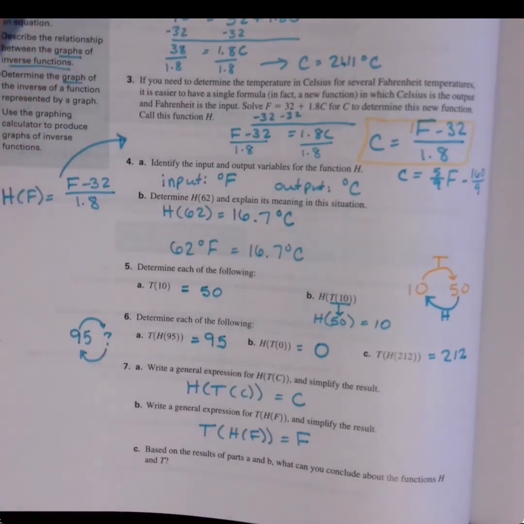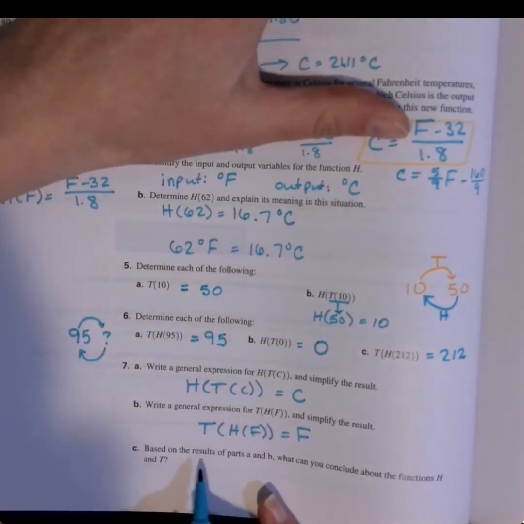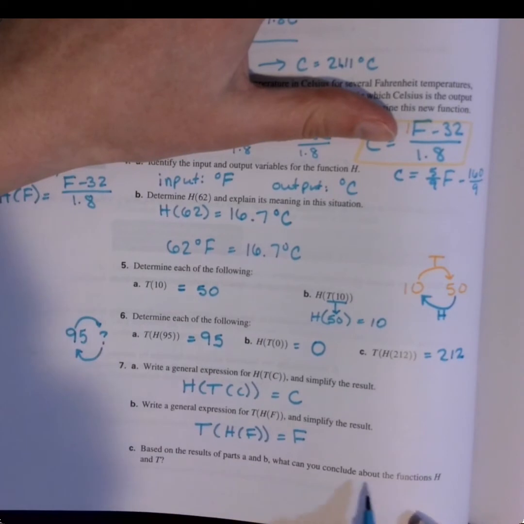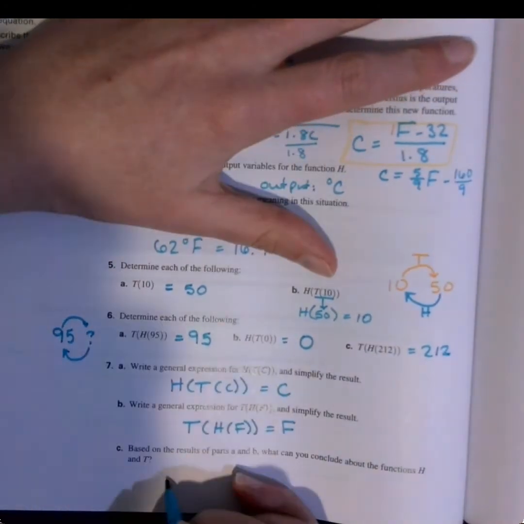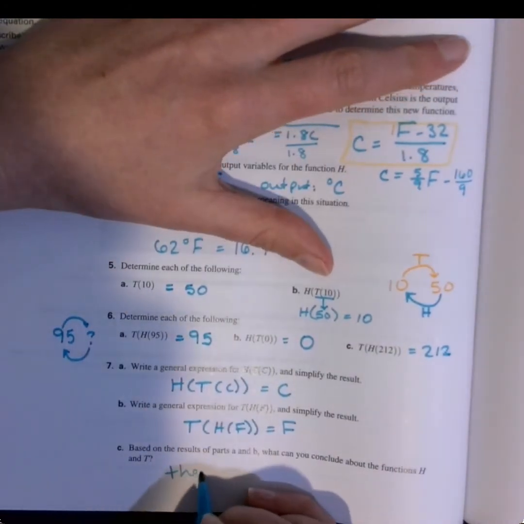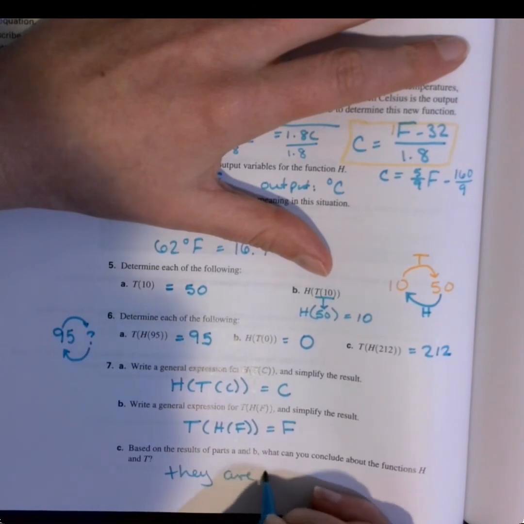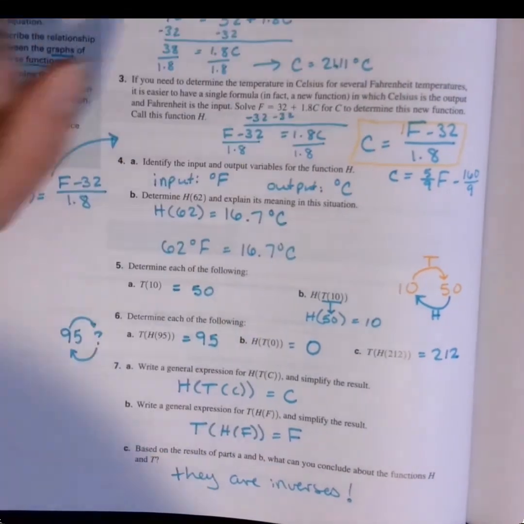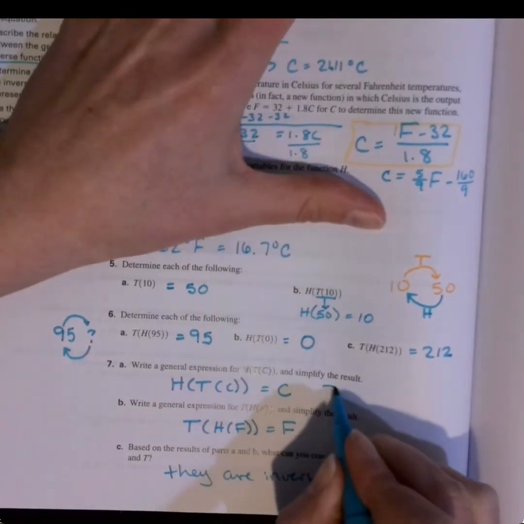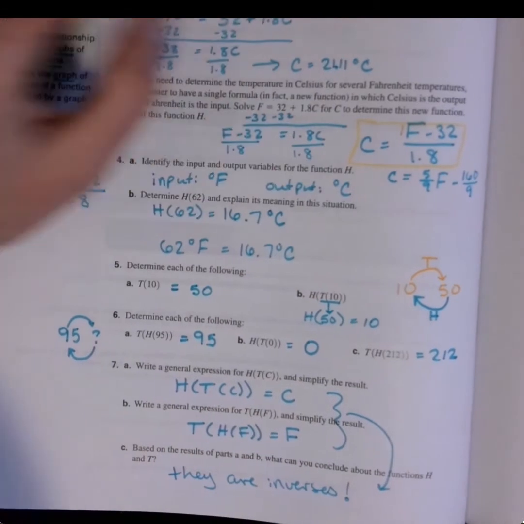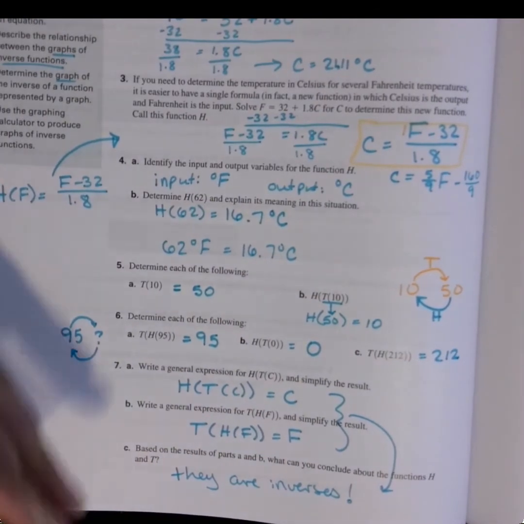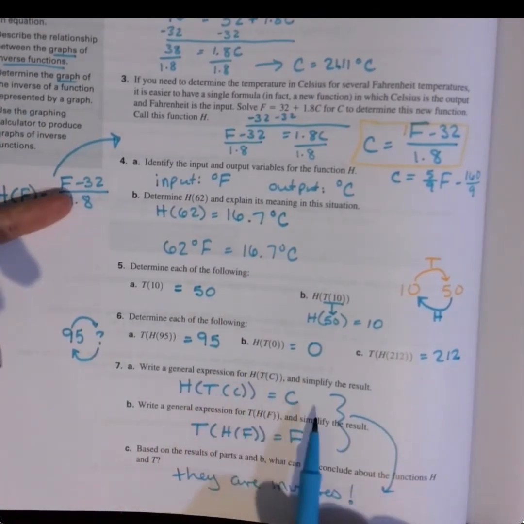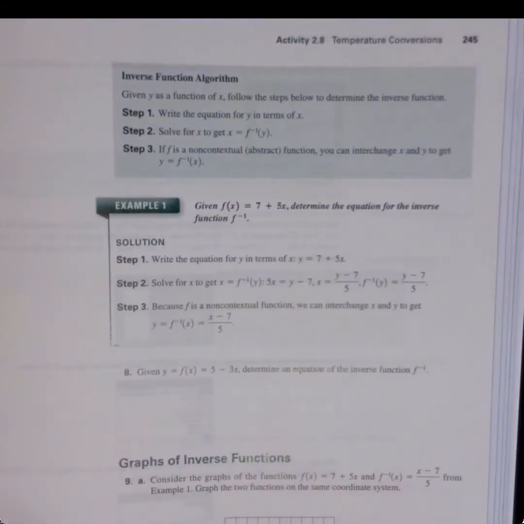All right, so here we go. Based on the results of parts A and B, what do you conclude about the functions? Oh, they're inverses. We already knew that they were inverses, I hope. But this is how we show that the two functions are inverses, because when you compose them in either order, whatever the input is comes back out. All right. So more generally over here, this is the process for finding the inverse function.